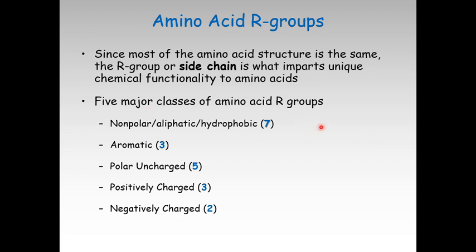The 5 major classes of amino acid R groups: 1. Nonpolar, aliphatic, hydrophobic, there are 7 of them. Aromatic, 3 of them. Polar, uncharged, 5 of them. Positively charged, 3. Negatively charged, 2. If you combine them, 2 plus 3, 5, 5 plus 5, 10, 10 plus 3, 13, plus 7, 20. So all 20 amino acids are accounted for, but they are divided into 5 groups. The easiest ones to remember are the positively charged, negatively charged, and the aromatic ones. The polar, uncharged, and non-polar may not be that easy to remember, but there are ways to remember these structures and names, and I'll explain to you how you can do that.